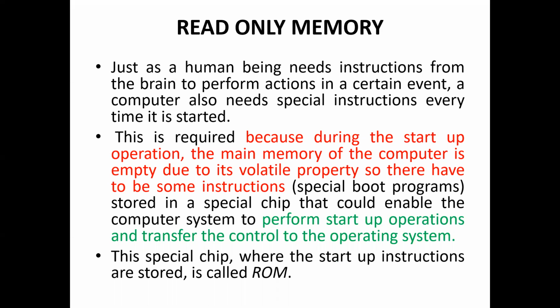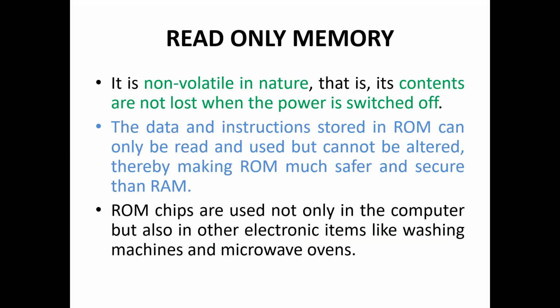The main memory of the computer is empty. Why is it empty? Because the RAM is volatile memory. As soon as your power is shut down, all the data, all the content will be erased. So what we have to do is we require ROM for this purpose, to perform your startup operation and to give the control to the operating system. There's a special chip where the startup instructions are stored. It is known as ROM, in which the instructions are stored for performing the startup operation and giving control to the operating system.